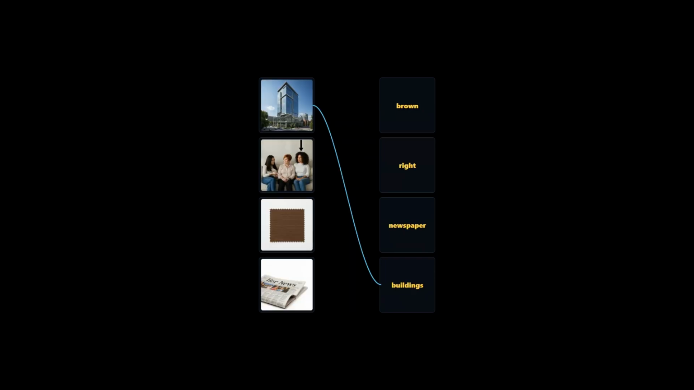What is that next picture? Those are buildings. Buildings. What is that next picture? That is a woman sitting on the right. Right. What is that next picture? That is the color brown. Brown. Newspaper. Newspaper. What is that next picture? That is a man who sits down. He sits down. What is that next picture? That is a column. If you had more than one, it would be columns.